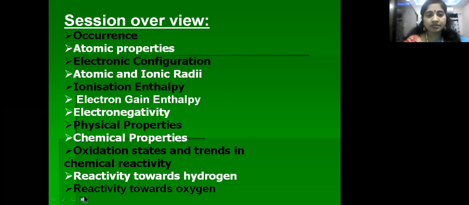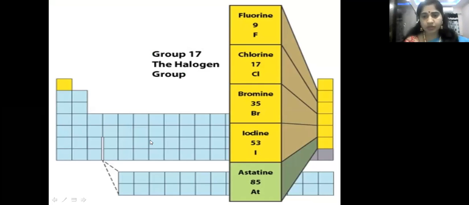Okay, now let us start quickly today's topic, 17 group elements. Children, you have an idea about the periodic table, the long form of periodic table, that is the modern periodic table. So again, I want to revise it. It has S block, P block, D block, and F block. The S block is present on the left hand side, and P block is present on the right hand side, and D block elements are present in between S block and P block, and F block elements are present at the bottom of the periodic table. From 10th class itself, we are learning all these things.